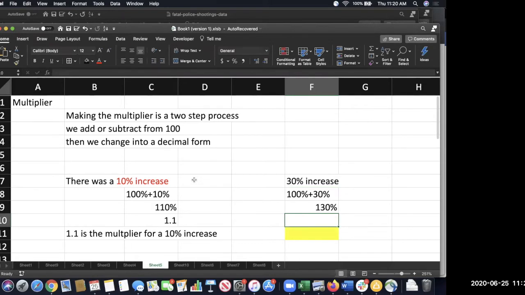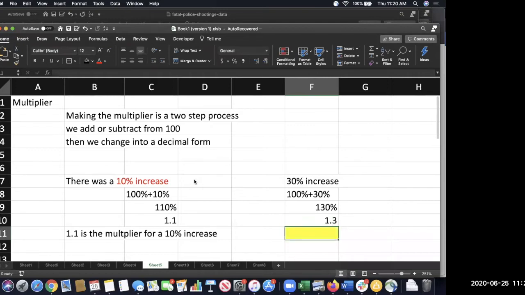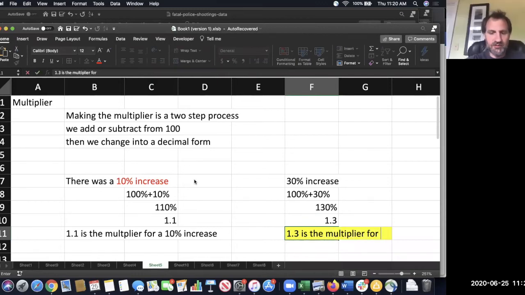Then you divide by 100. Right? So 130 divided by 100 is 1.3. So 1.3 is the multiplier for a 30% increase.